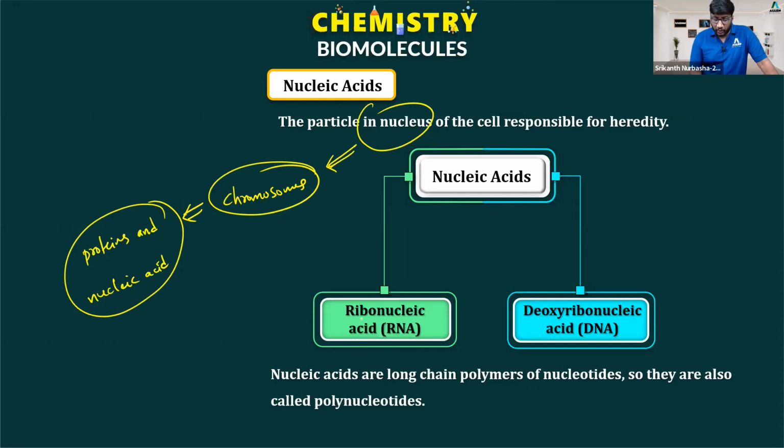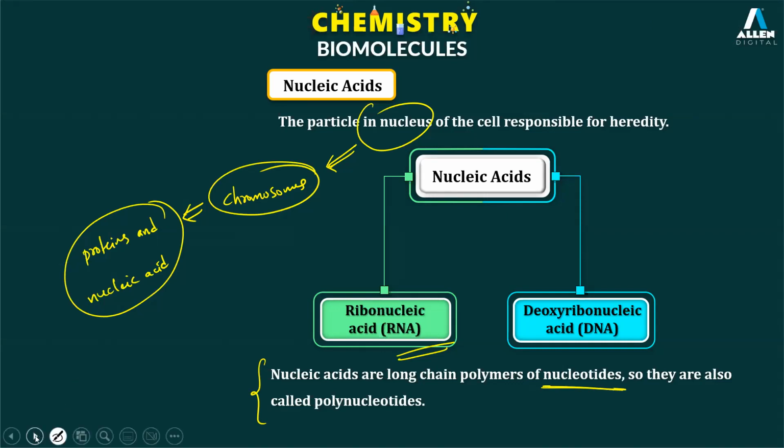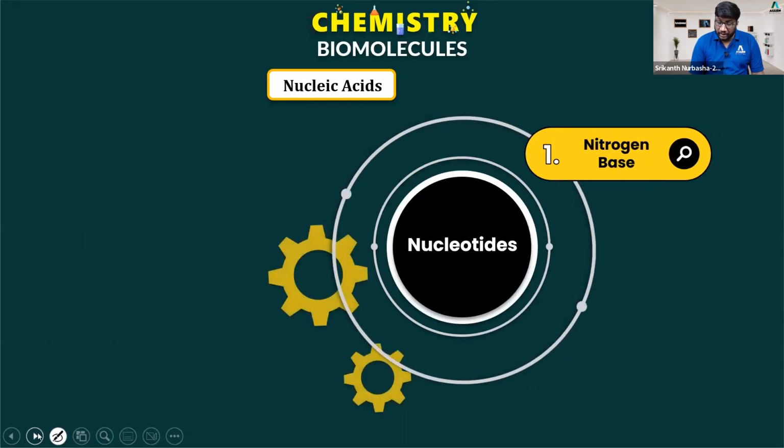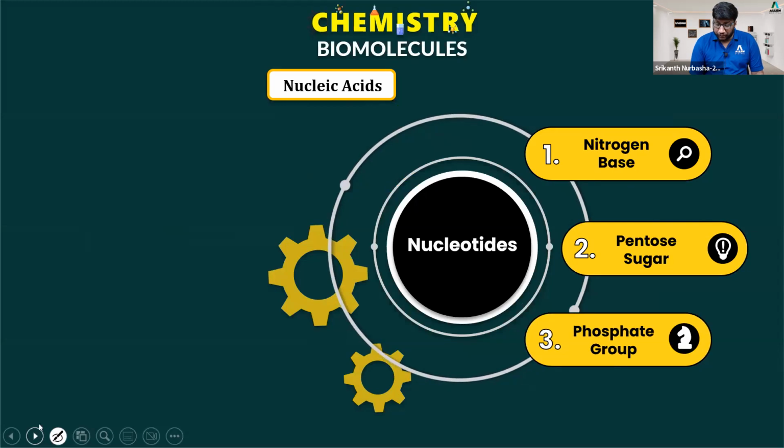Nucleic acids are classified into ribonucleic acid, RNA, and deoxyribonucleic acid. Nucleic acids are long chain polymers of nucleotides, so they are also called polynucleotides. Three things are present in a nucleotide: a nitrogen base, a pentose sugar, and a phosphate group. What is present in a nucleoside? Nucleotide means all three: a nitrogen base, a pentose sugar, and a phosphate group.